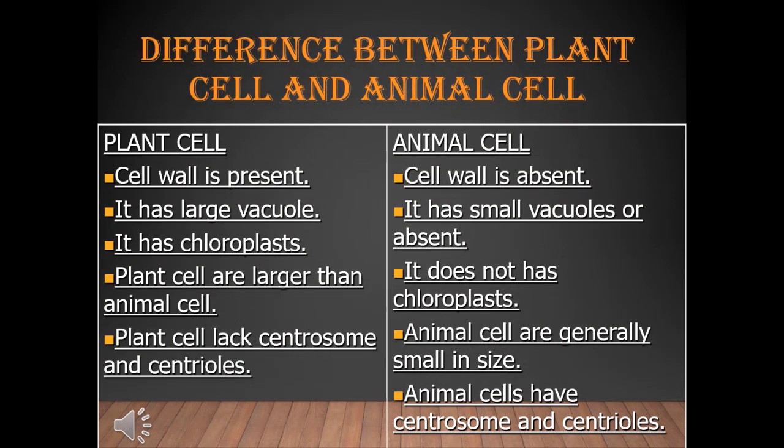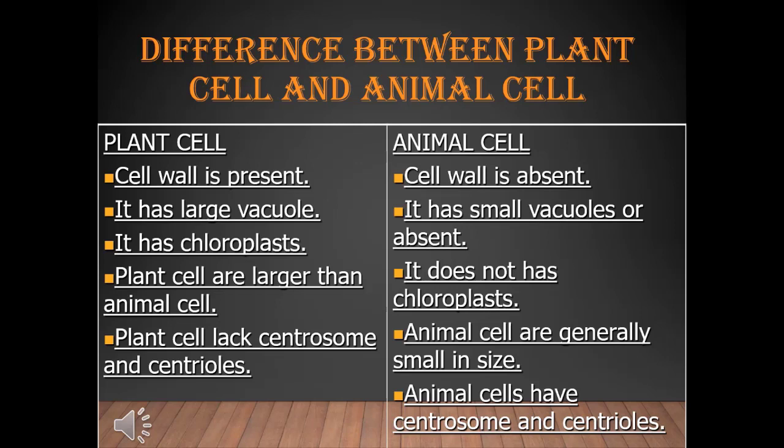Difference between plant cell and animal cell. In plant cell, cell wall is present, and in animal cell, cell wall is absent. In plant cell, it has large vacuole, and in animal cell, it has small vacuoles or absent. In plant cell, it has chloroplasts. In animal cell, it does not have chloroplasts.